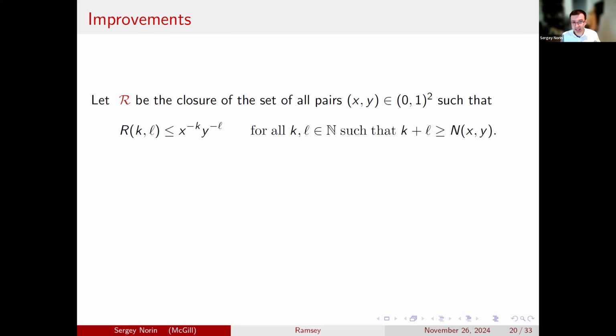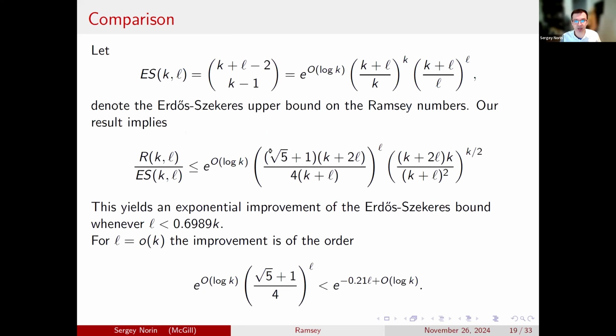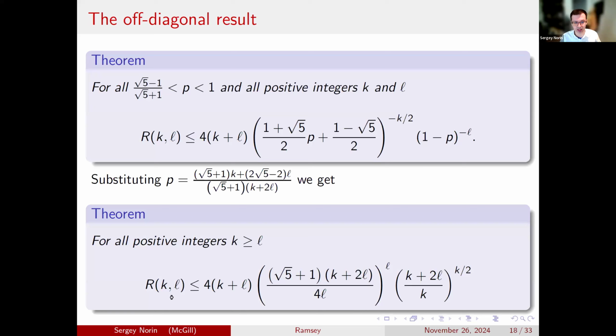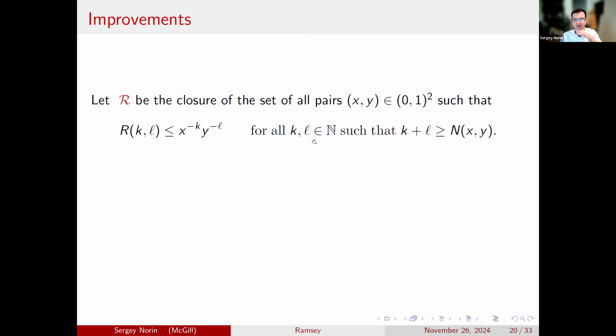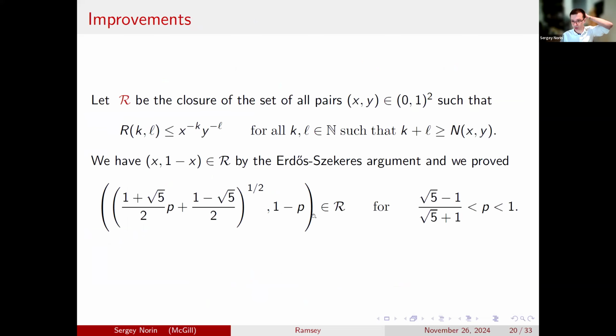And the Erdős-Szekeres proof says that we can do it for pairs X and Y as long as X plus Y is at most 1. But if we look back at the theorems that we proved, on top of this slide, it actually shows that we can do it for a larger set of pairs.